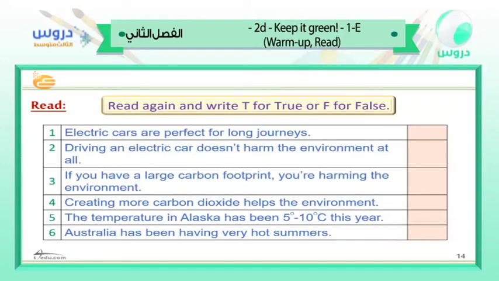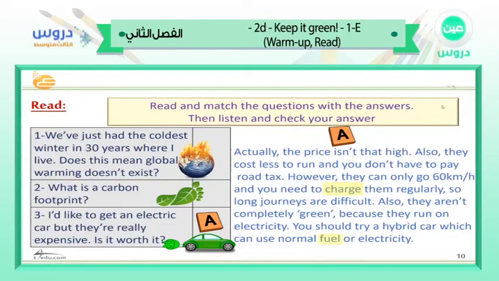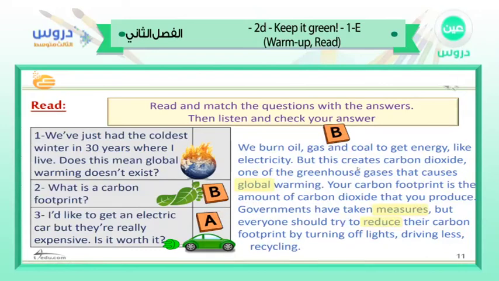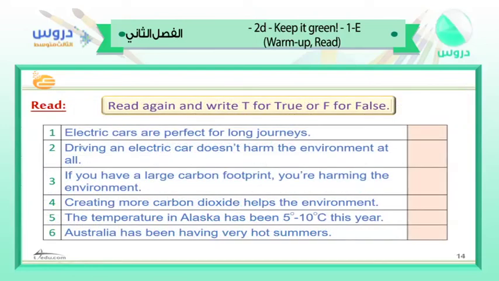Okay. Now we are going to read again and write T for true or F for false. Electric cars are perfect for long journeys. Let's go back to the first one that spoke about electric cars. It says actually the price isn't that high. Also, they cost less to run and you don't need to pay road tax. However, they can only go for 60 kilometers, and you need to charge them. So in long journeys, they are difficult. So it's not suitable for long journeys. So the statement is false. Electric cars are not perfect.